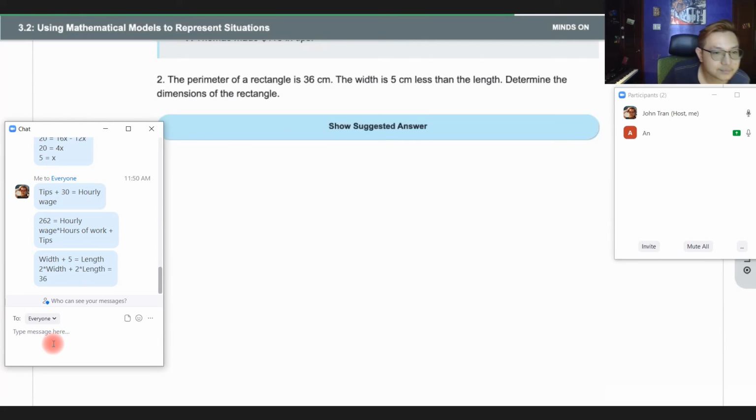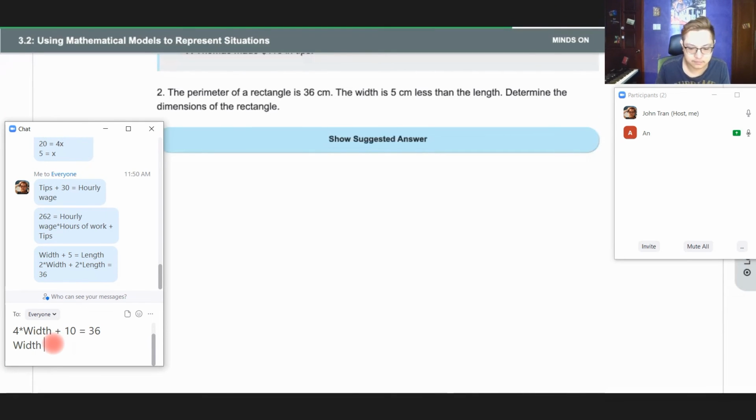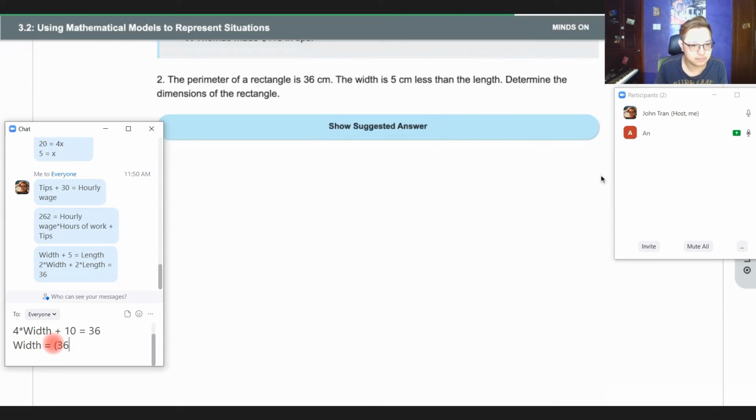How much did you find? 2 length plus 2 length minus 10 is equal to 36. Not sure how it is. Sorry. The perimeter of the rectangle is 36. The width is 5 centimeters less than the length. And then the rectangle.